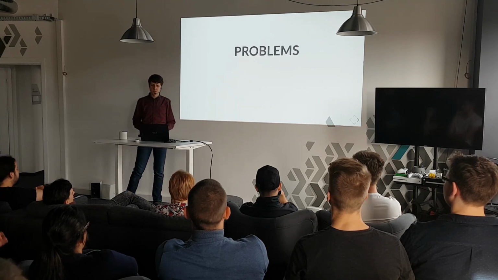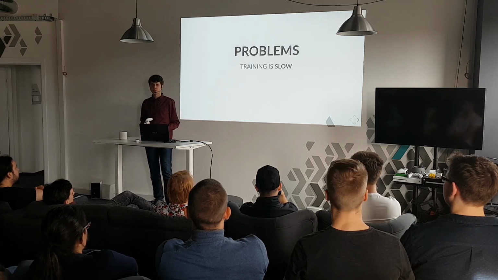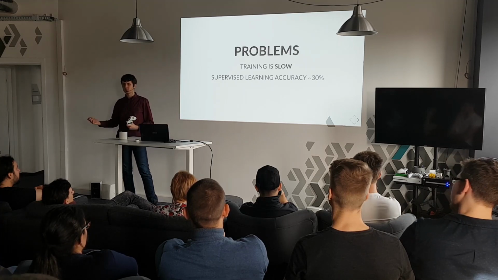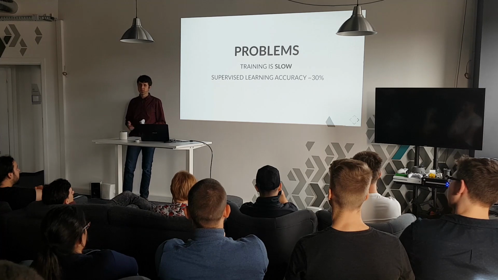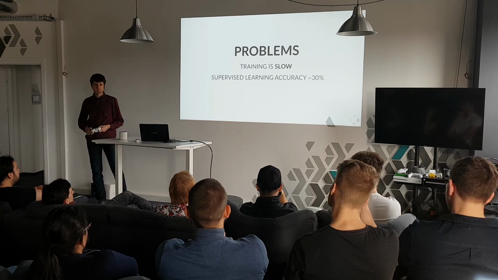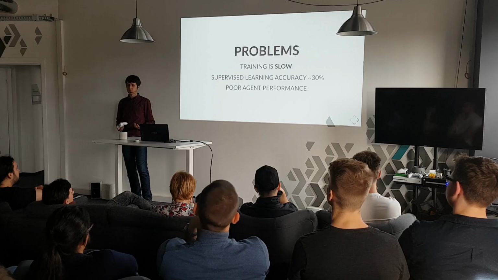So what were the problems with this approach? Well, the training was super slow. It was taking upwards of 1 hour to train the network to be at some kind of a level. The supervised learning accuracy, when I was trying to teach it to behave like a human pilot, was reaching up to 30%. And I couldn't let it train for longer because it would just prolong the whole process even more. And the agent was performing very poorly. You could see that it was just getting stuck and stuck and stuck. It learned something, but definitely not on a level that we would want it to.